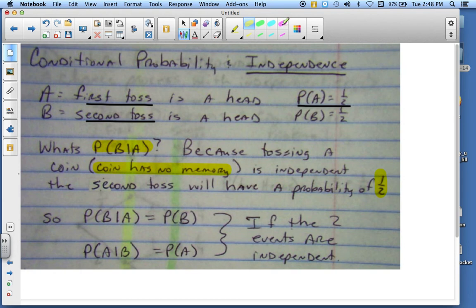Now, since that is the case, we can use these two formulas. The probability of B given A is going to equal the probability of B. In other words, because A is independent, it doesn't determine what the probability of B is. Therefore, the answer is going to be the probability of B. If you reverse that and ask what is the probability of A given B, well, that's going to give you the probability of A. That's only if these two events are independent. Okay?